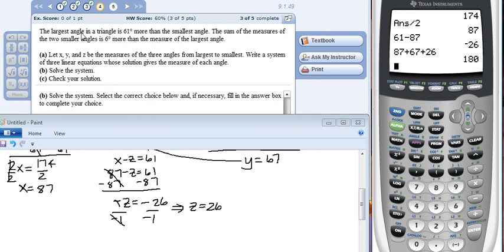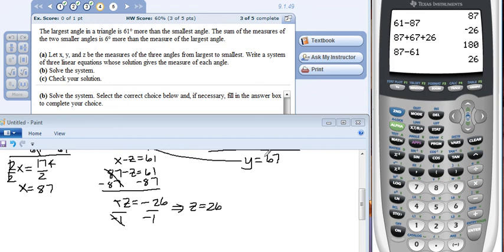Okay, what's my largest angle? My largest angle in here is 87. Is that 61 more than my smallest? So if I took 87 and subtracted 61, would I get my smallest? Yeah, I do. And then it says the sum of the measures of the two smaller angles.